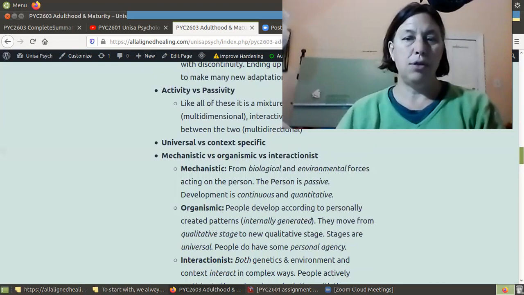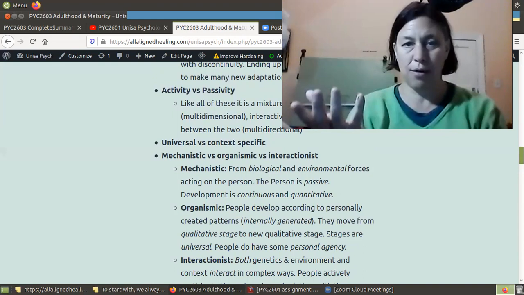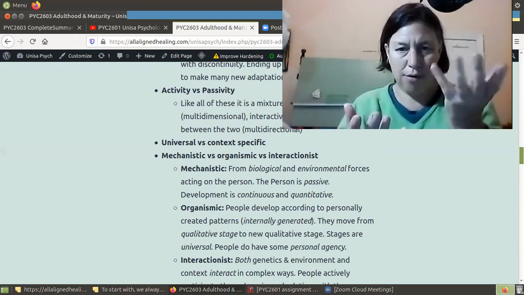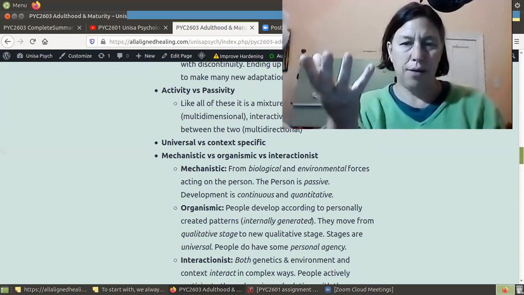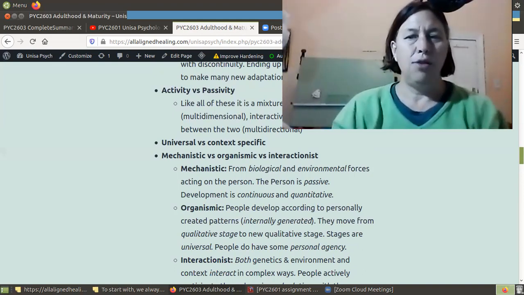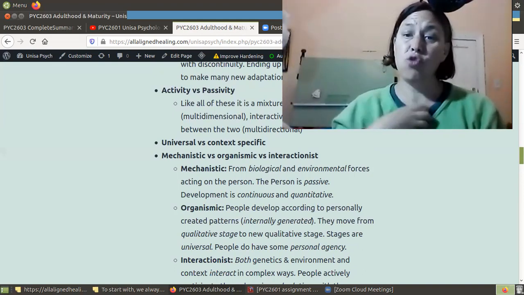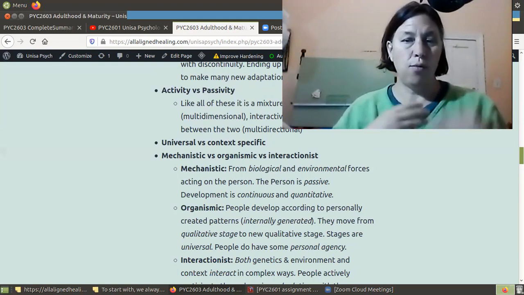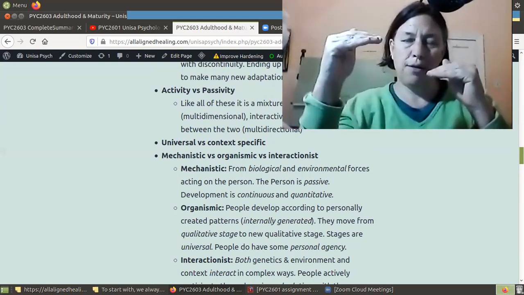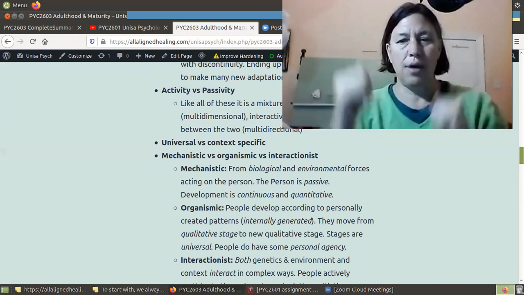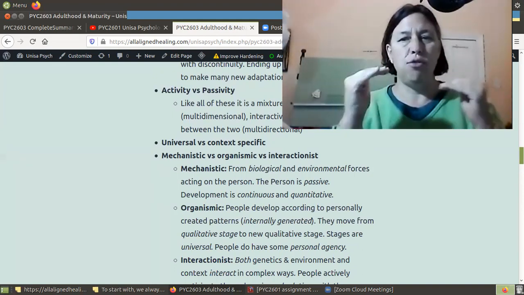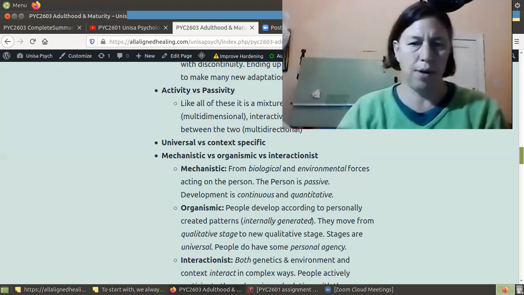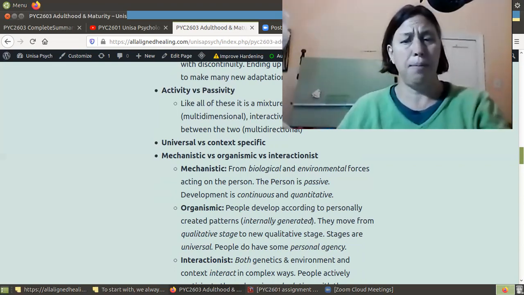Organismic: people develop according to personally created patterns. This is more like Maslow. Mechanistic is like behaviorism. Organismic is humanistic. Internally generated, meaning they have made choices and decisions and they have acted. So they have personal agency. They move from qualitative stage to new qualitative stage as they change their lives. These stages are usually seen as universal, although of course, some of them will be context specific.